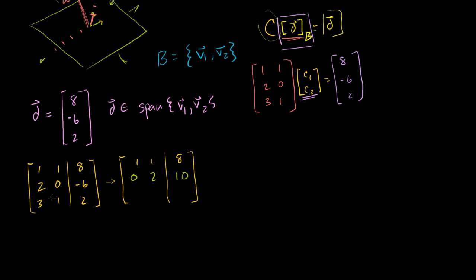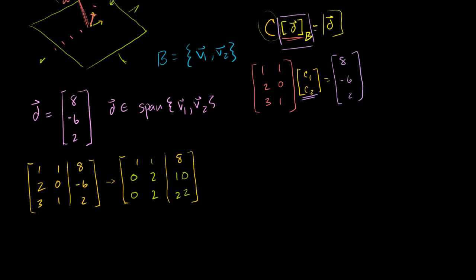Now let's replace the third row with 3 times the first row minus the third row. So 3 times 1 minus 3 is 0. 3 times 1 minus 1 is 2. And then 3 times 8 is 24, minus 2 is going to be 22.